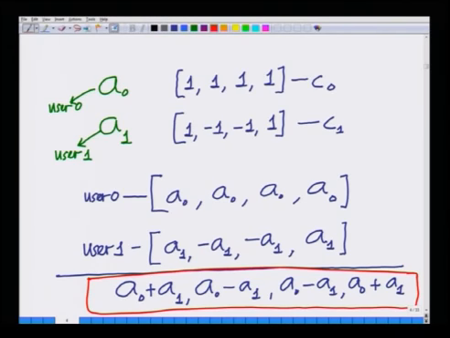Please notice that the user 0 code is 1, 1, 1, 1, and the user 1 code is 1, -1, -1, 1. User 0, after multiplication with the code, gives me this sequence: A0 A0 A0 A0. User 1, after multiplication with the code, gives me A1, -A1, -A1, A1. I am adding both these sequences. That gives me A0 + A1. The second symbol is A0 - A1. The third one is A0 - A1, and the fourth one is A0 + A1.